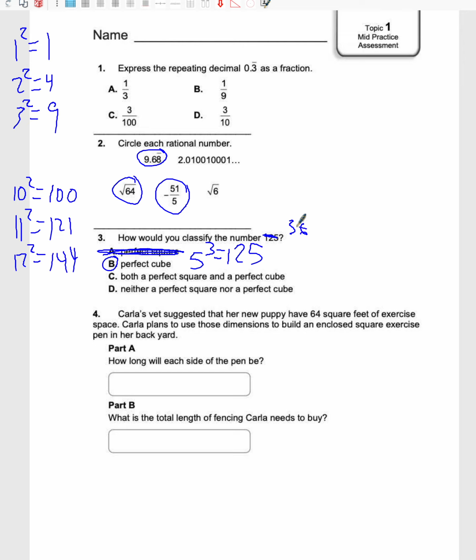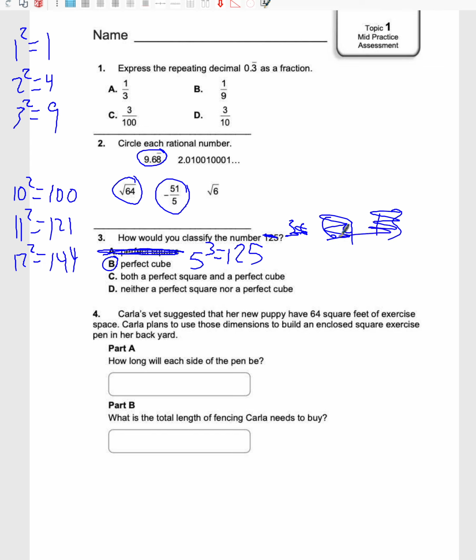What if I change that to 64? It's both, right? 8 squared is 64 and 4 cubed is 64, so that would be both. Or what if I change it to 13? Then it's neither. Okay, so be ready for any one of those answers to be correct. I will change that number, and it'll be one of those 4 possibilities, okay?